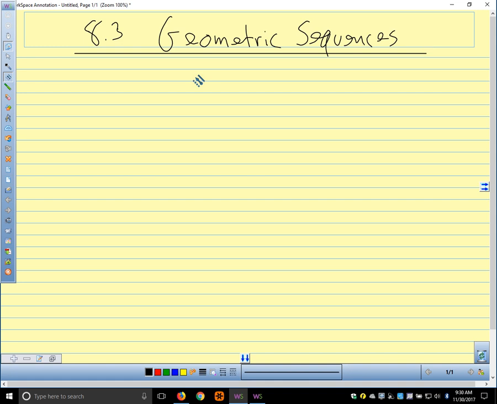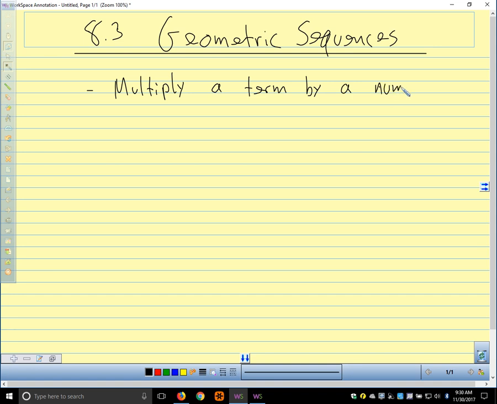Geometric sequences. A geometric sequence is one where we multiply a term by a number to get the next term. With arithmetic sequences, we added. With geometric sequences, we multiply. Same idea, similar process, but we multiply.